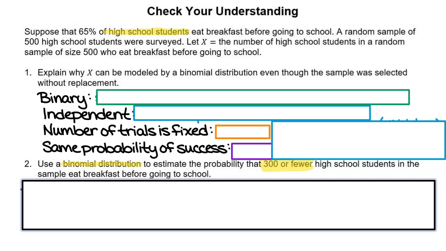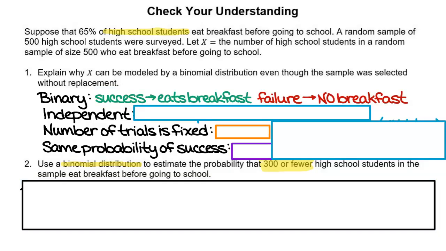All right. Explaining why a random variable can be modeled by a binomial distribution means that I need to check BINS. So the B stands for binary. Is this a binary situation? Yes. So what would constitute a success here? Eat breakfast. And so then failure would be not eating breakfast.